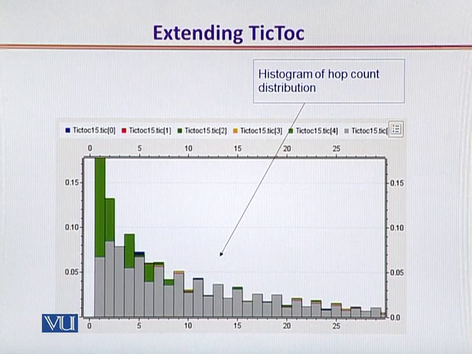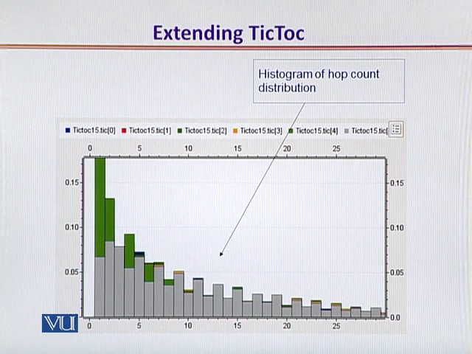Looking at yet another histogram as a distribution, we see the number of hops that node 0 and node 1 and subsequently all the nodes, their traffic traverses. We see that the number of hops which node 0 takes is shown to you in blue. The one for node 3 is shown to you in green.